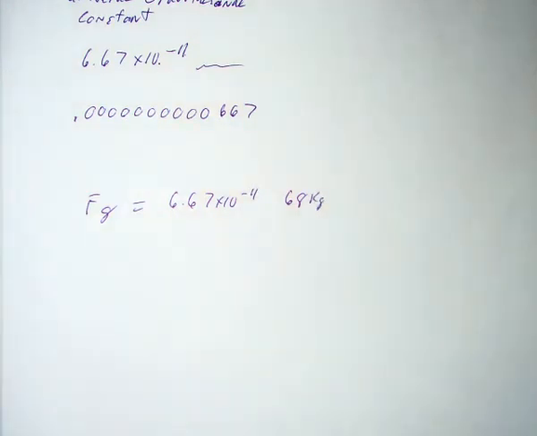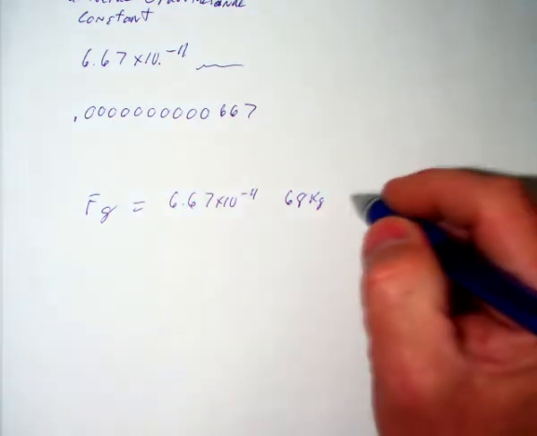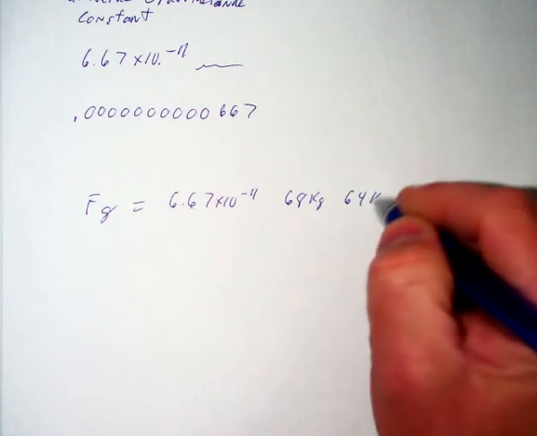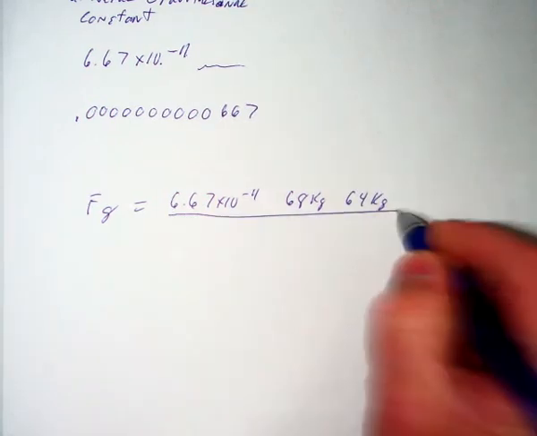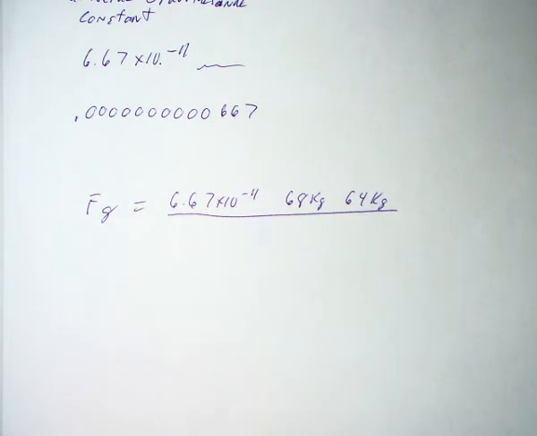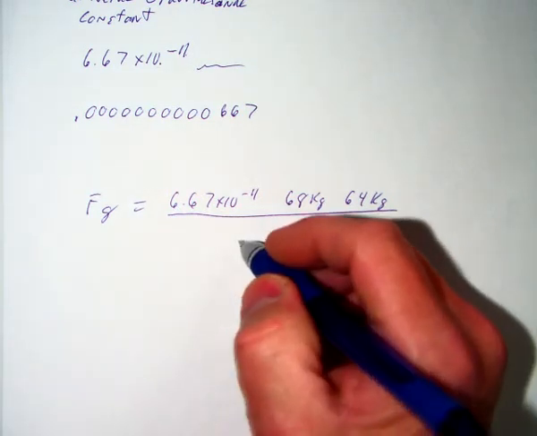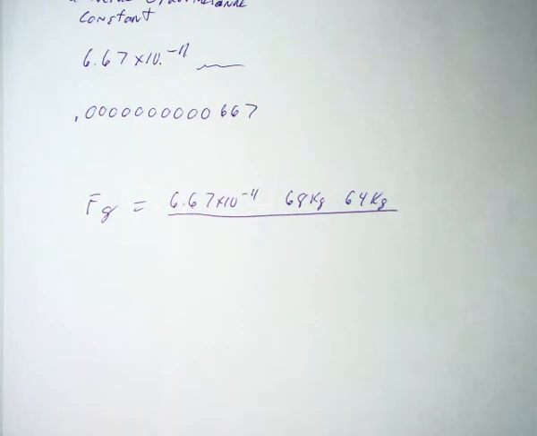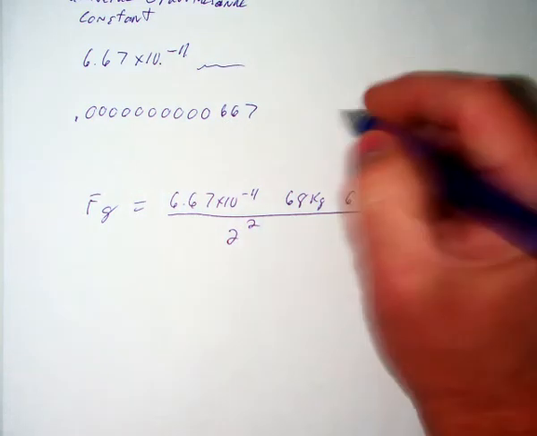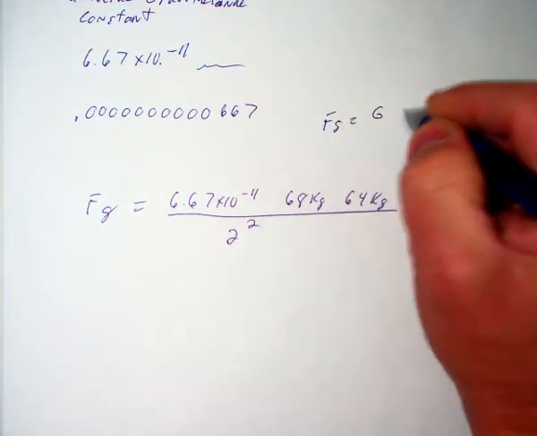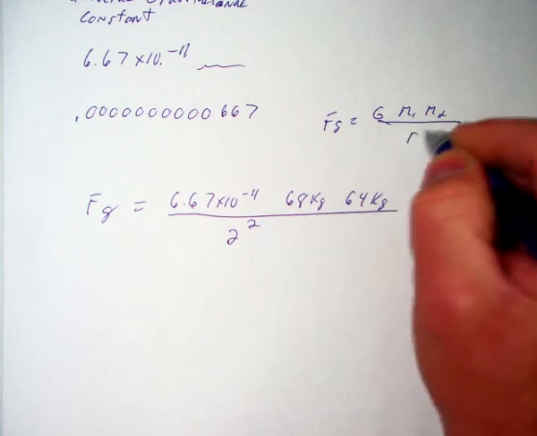Gabriel, how much do you weigh? 140. So 140 divided by 2.2. You are 63.6 kilograms. Let's just go with 64. 64 kilograms for Gabriel. And then we're going to divide that by the distance between Gabriel and I. How far do you think that is, Gabriel, between you and I? Maybe 2 meters? You think that's about 2 meter sticks between you and I? We'll go with 2 meters. So that's 2 squared. Because remember, it's FG equals big G times M1 times M2 divided by radius squared.